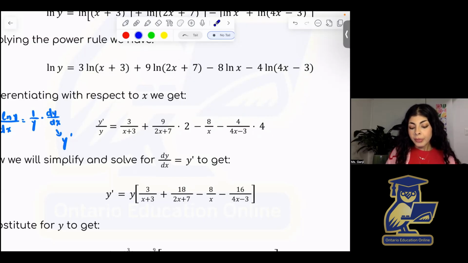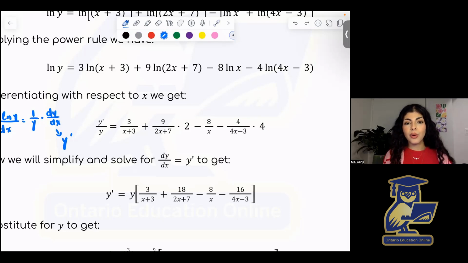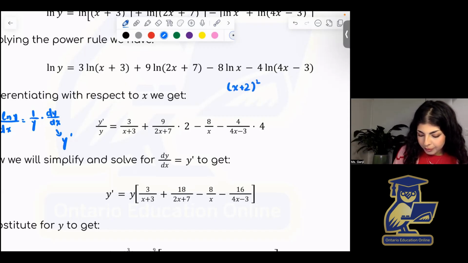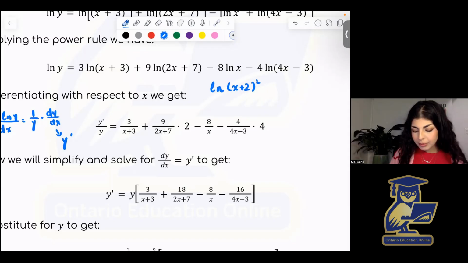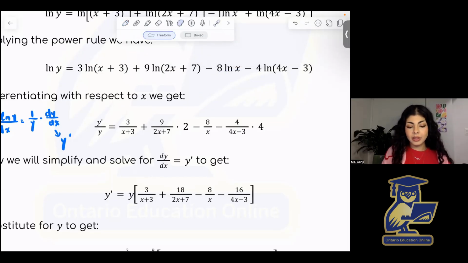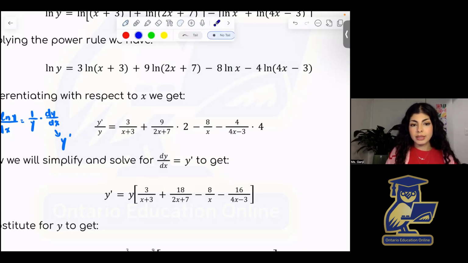That being said, if any of your functions were, for example, a bigger composite, like x squared plus 2 to the power of 8, something like this, then you would have to do additional work. So always double check your work and make sure that you don't have any extra chain rules that you have to apply. So always look at those inner functions.